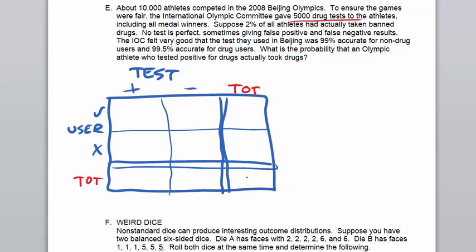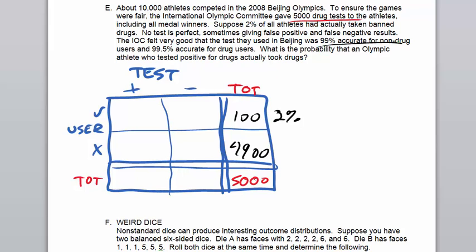Well, the 5,000 I know, or I'm assuming, were either users and I have test results. For the total 10,000, I don't have test results, so I can't actually complete the table on that. So I need to worry about the 5,000 for this case. All right, so what I know is 2% of all athletes actually took the banned drugs. So that should be 2% here, which gives me 100 users and 4,900 non-users.